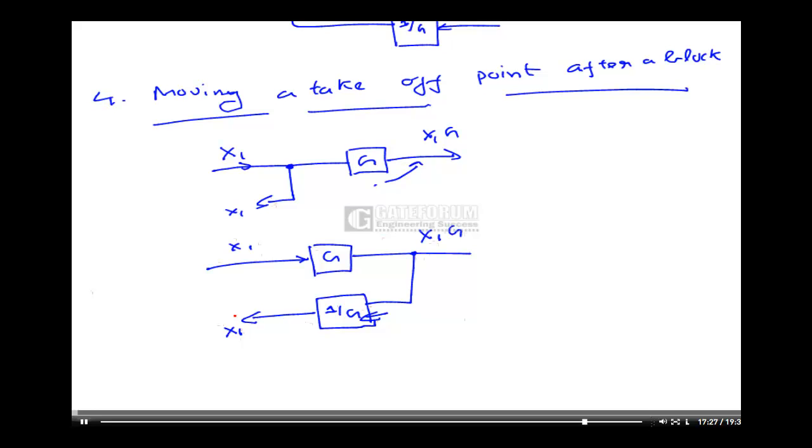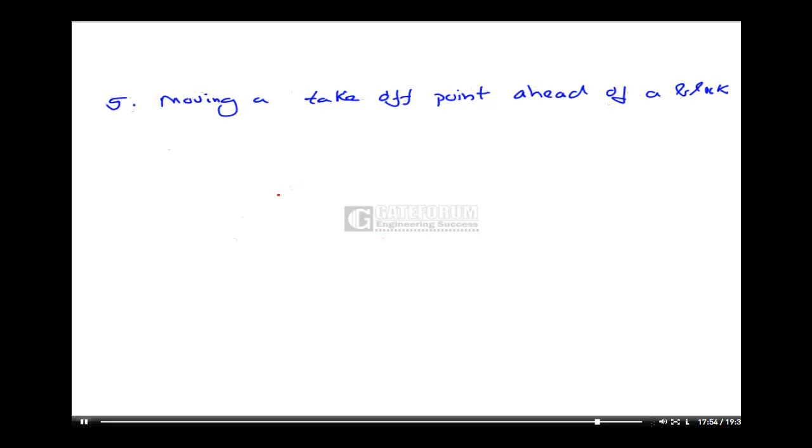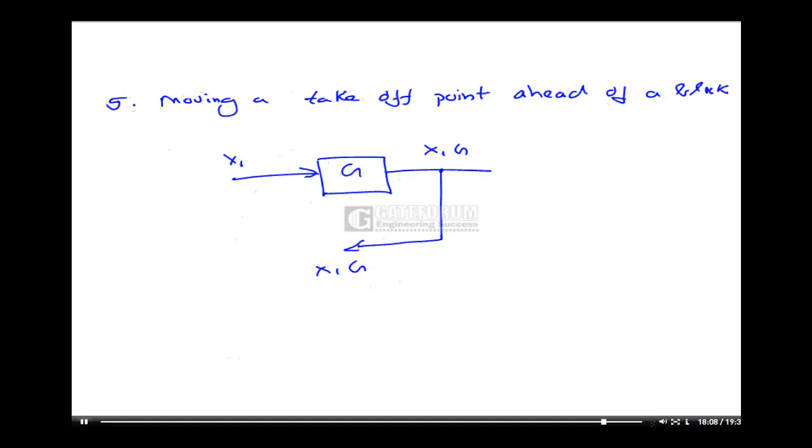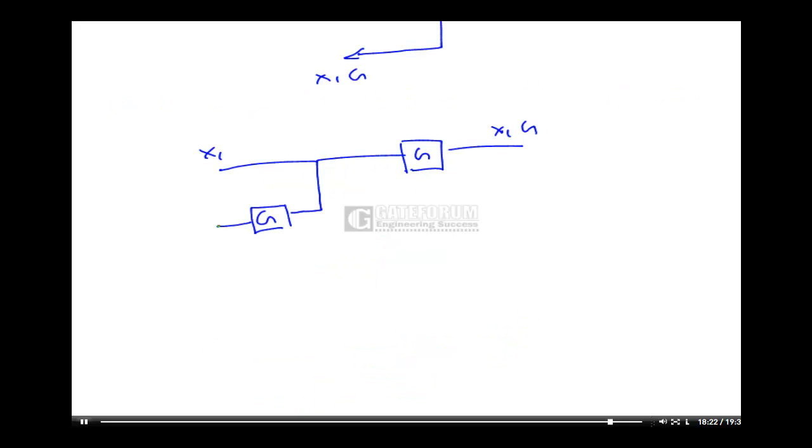Now the fifth one will be moving a takeoff point ahead of a block. In this case, already takeoff point is after the block. My x1, this is G, this is x1G, output coming here is x1G. If I want to move my takeoff point, my x1, this is G, this is again x1G, this is also G, this will be x1G. Okay, it will be like this. So it will lead to a multiplication by G.